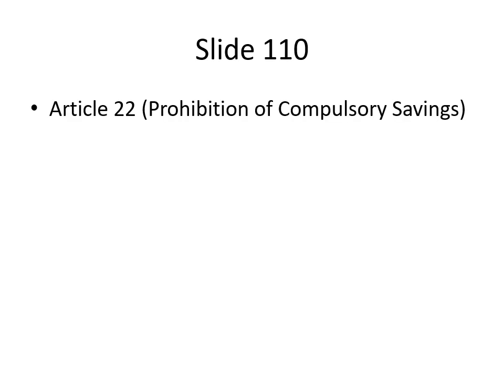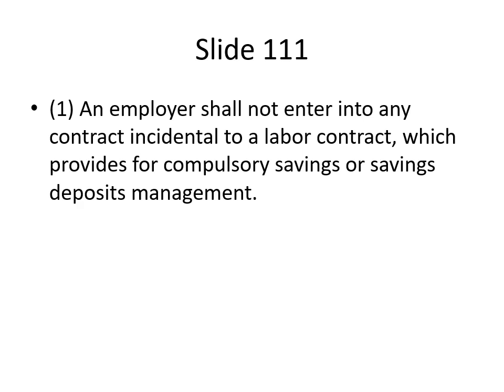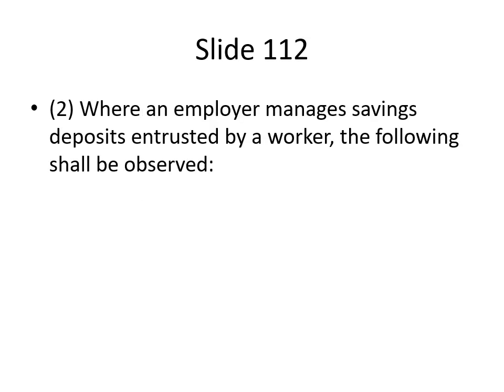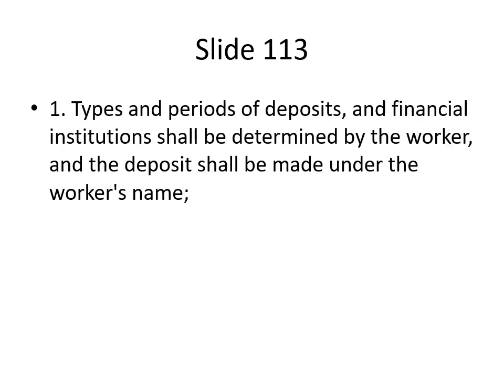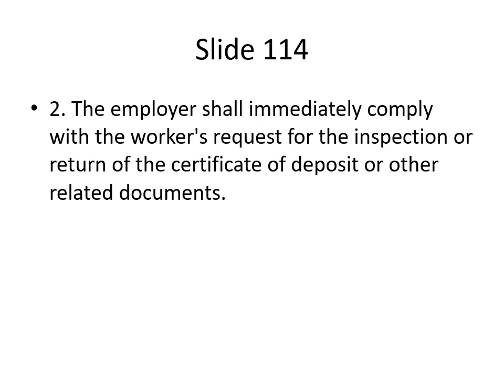Article 22. Prohibition of compulsory savings. 1. An employer shall not enter into any contract incidental to a labor contract, which provides for compulsory savings or savings deposits management. 2. Where an employer manages savings deposits entrusted by a worker, the following shall be observed. 1. Types and periods of deposits and financial institutions shall be determined by the worker, and the deposit shall be made under the worker's name. 2. The employer shall immediately comply with the worker's request for the inspection or return of the certificate of deposit or other related documents.